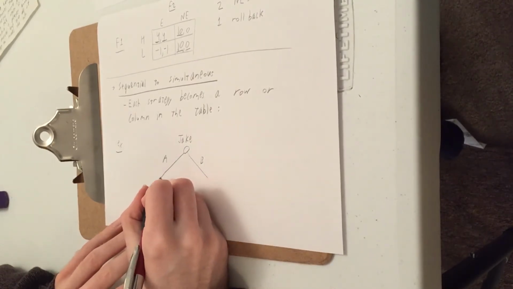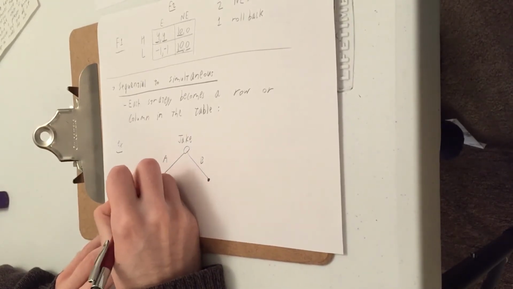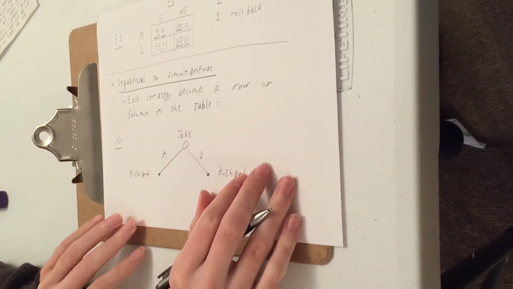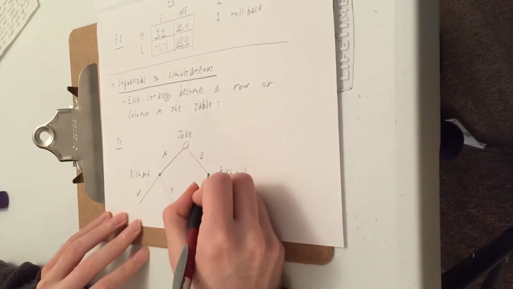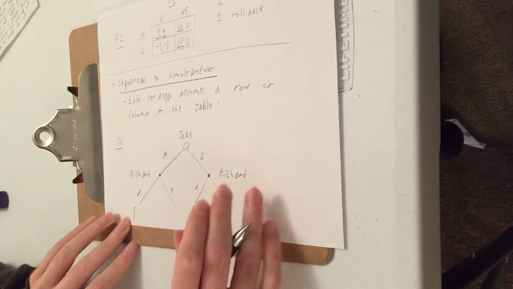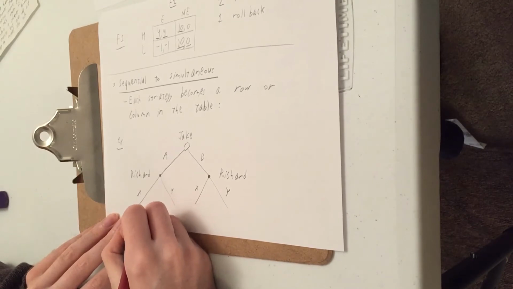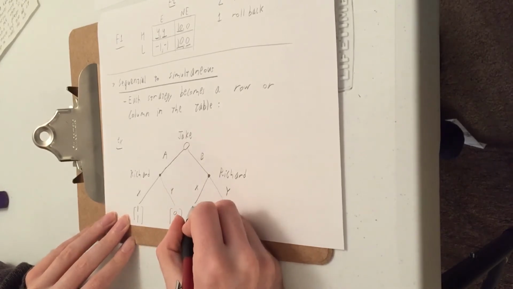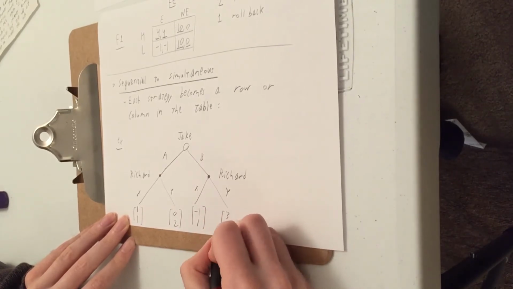Player 2 is going to be, who's player 2? Player 2 is Richard, let's say. Richard can play either X or Y. So our payoffs are going to be, I'll put Jake's payoff on top. So here will be 1, 1. And this will be 0, 2. Minus 1, 1. And 3, 0.